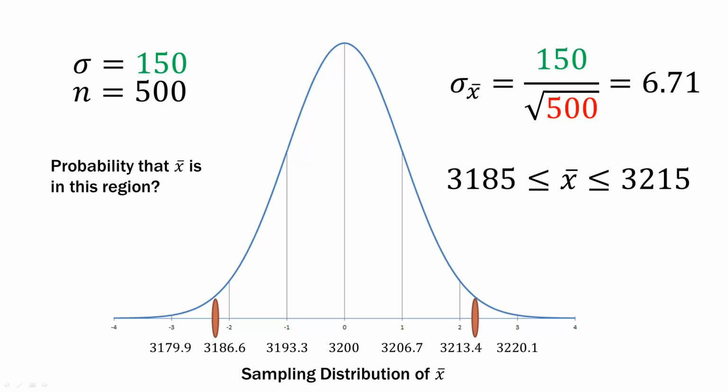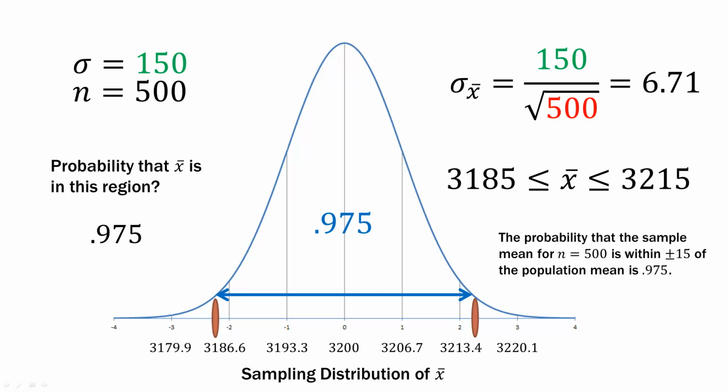Now, what's this probability for all this area? Well, that is 0.975. That's a really high probability. So the probability that the sample mean for a sample size of 500 is within 15 of the population mean is 0.975, or 97.5%. And that is a very low error.